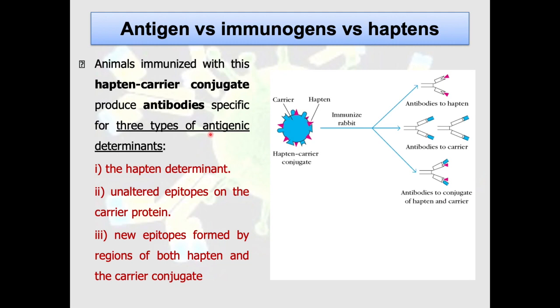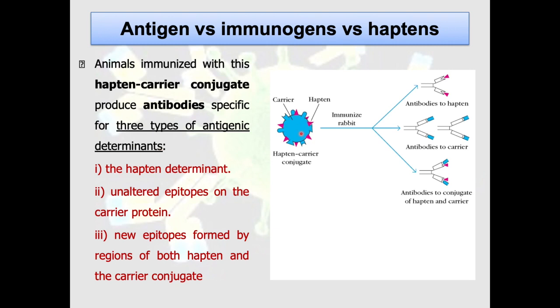Alright, so then let's go to antigen versus immunogen versus hapten. So this is the slide where I will explain about the three types of antigenic determinants. Okay, so basically an animal is immunized with these hapten carrier conjugates to produce antibodies. It's like vaccines in animals, so that when we inject the hapten carrier conjugate, the animal itself can produce antibodies specific for the three types of antigenic determinant. The first one is the hapten determinant.